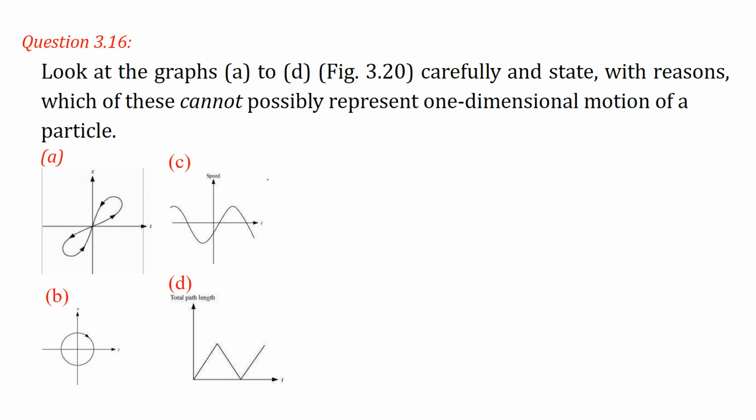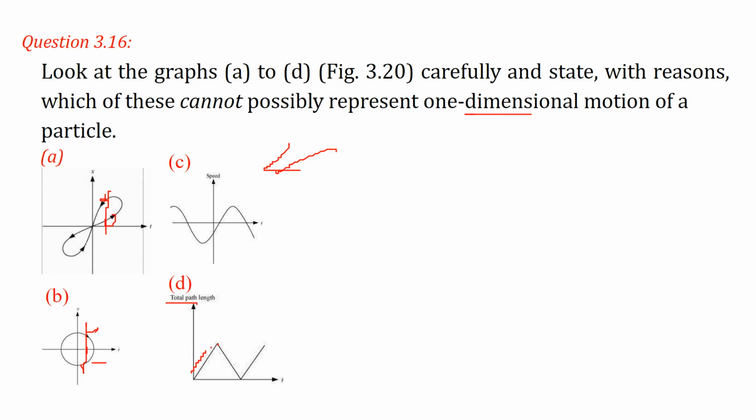We have certain graphs. We have to state with reason which of these cannot possibly represent one-dimensional motion of a particle. When we are talking about one-dimensional motion, we have to understand that at the same time the particle cannot be in two positions. See, at this time this particle is at this point, and see this one. If you draw a line at a certain time, it is in two positions, right?